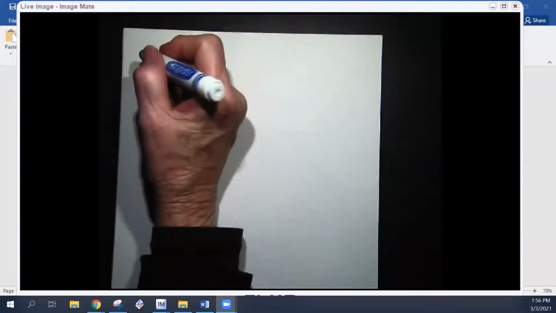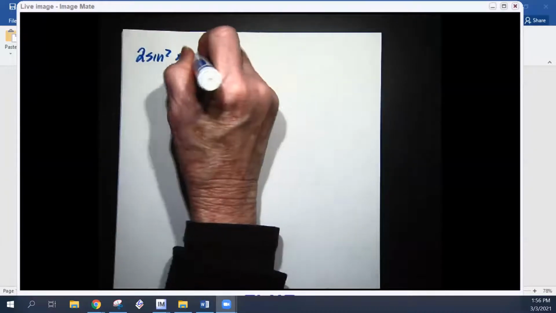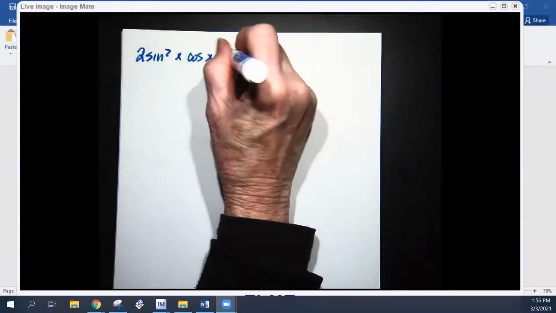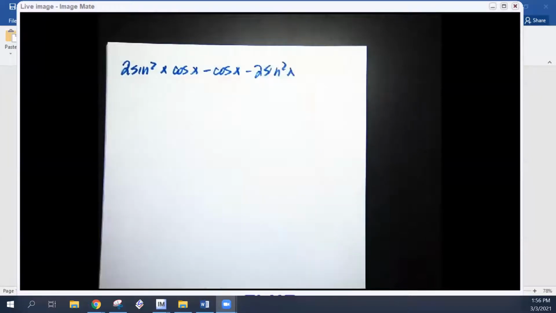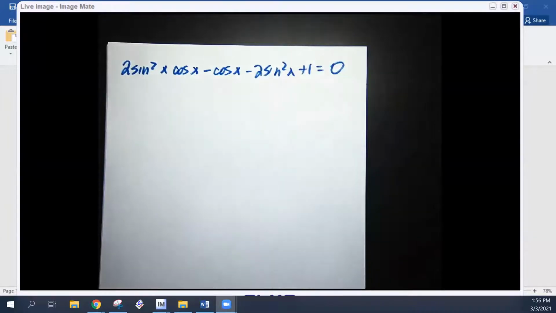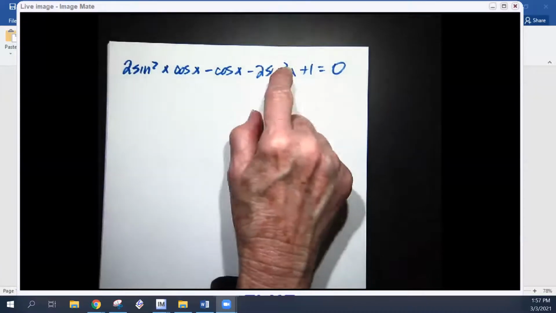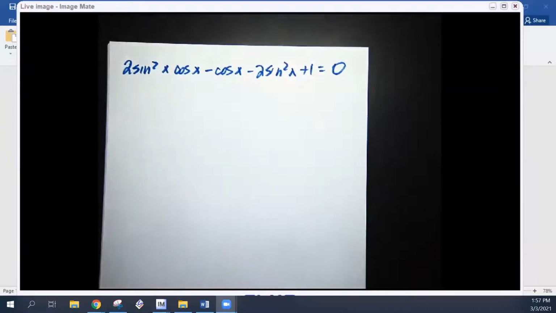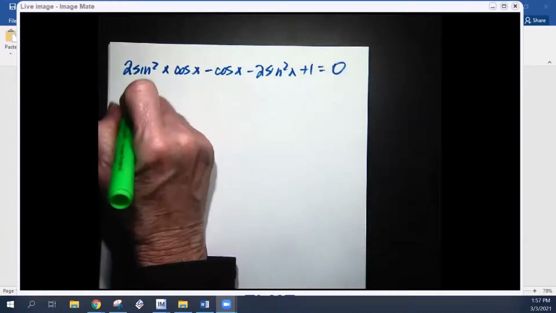Just another format of factoring. So 2 sine squared x cosine x minus cosine x minus 2 sine squared x plus 1. And I know that looks super scary as you look along the way with that, but think about this one. I have 1, 2, 3, 4 parts. So anytime that you would have something that had 4 parts on it, that would be factor by grouping.